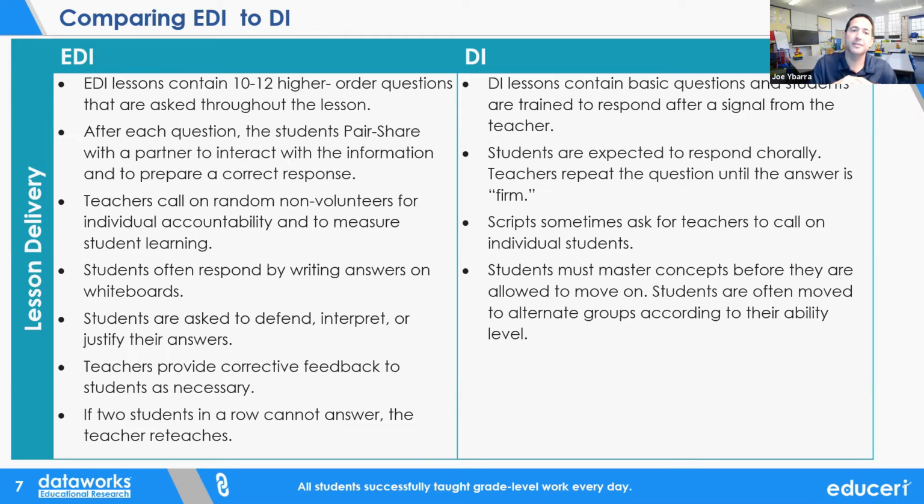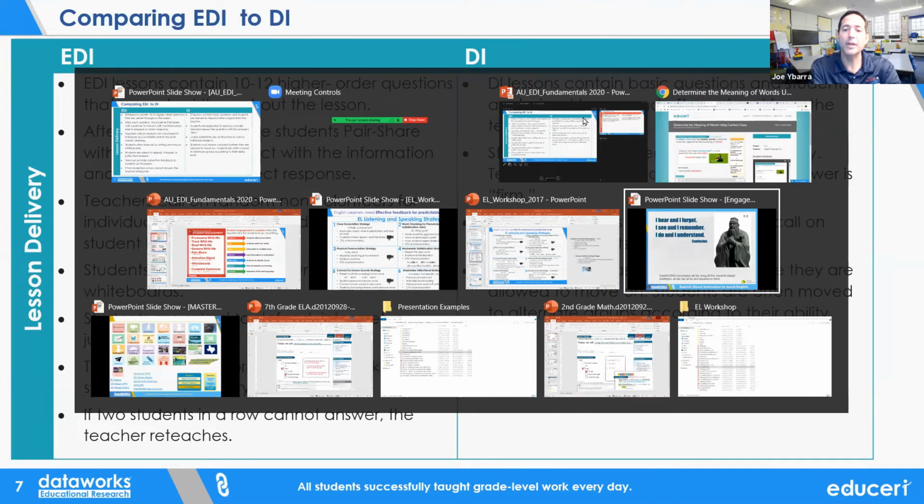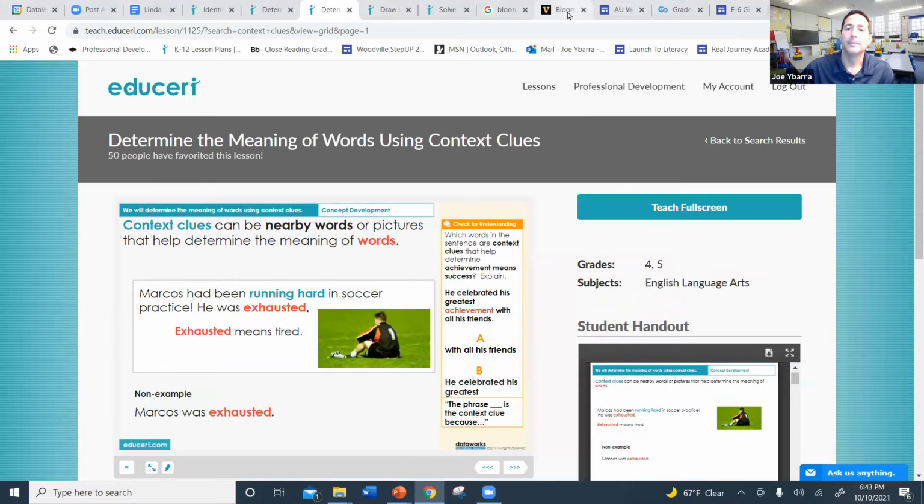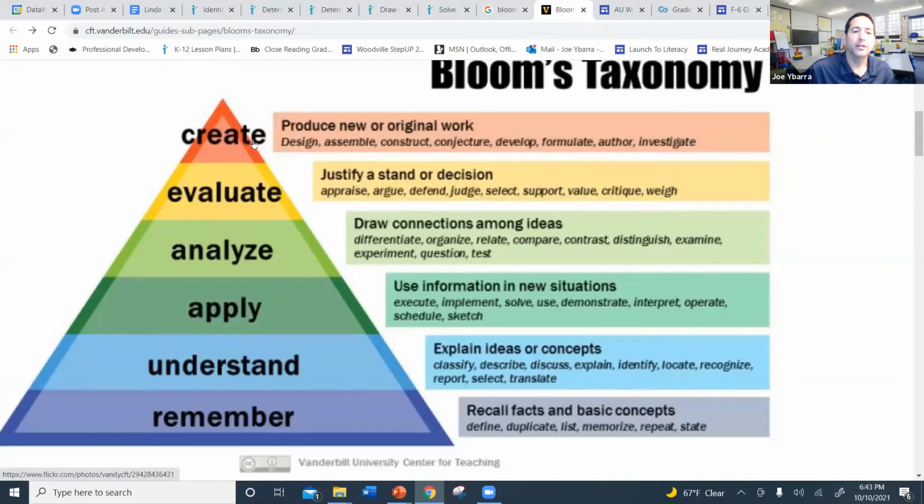So one of the most important components of EDI is the higher order thinking. And I explained why. And we look at what is known as Bloom's taxonomy. There are 6 levels of Bloom's. Remember and understand. Can they memorize? Can they repeat? Can they state? That's at the lower end of Bloom's taxonomy, and it's very important.